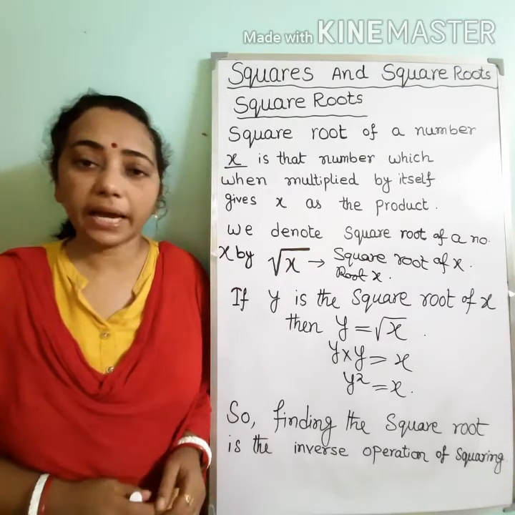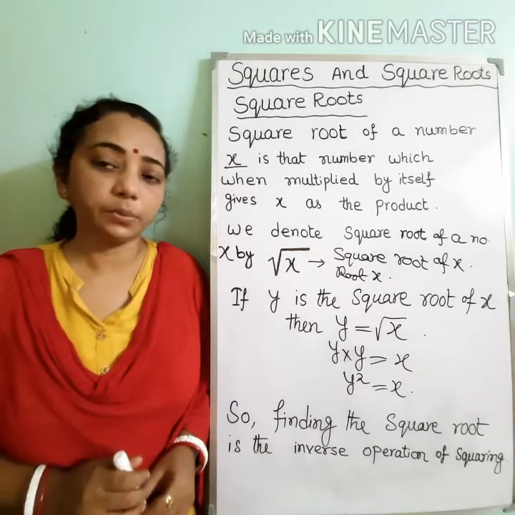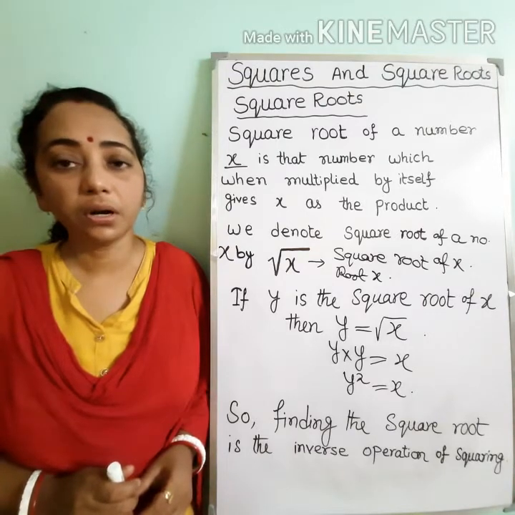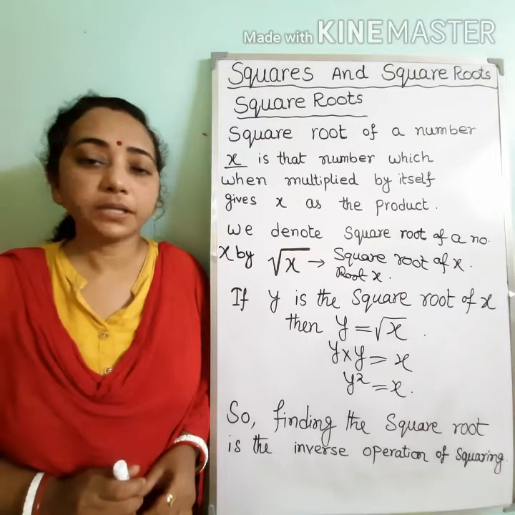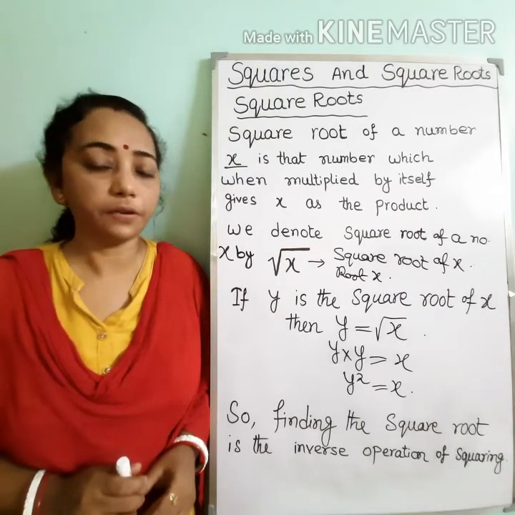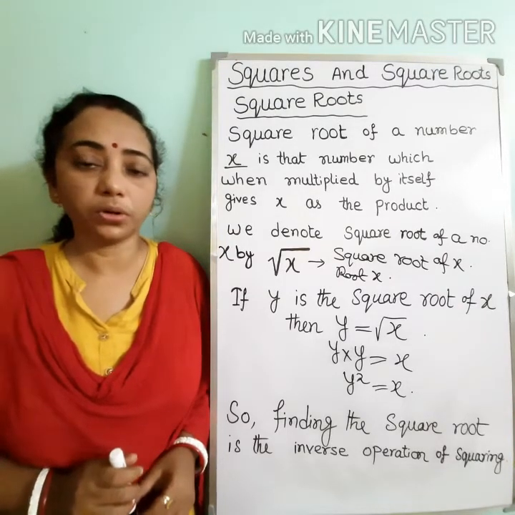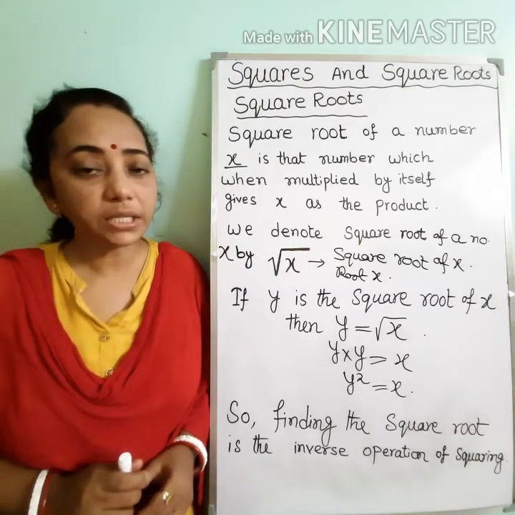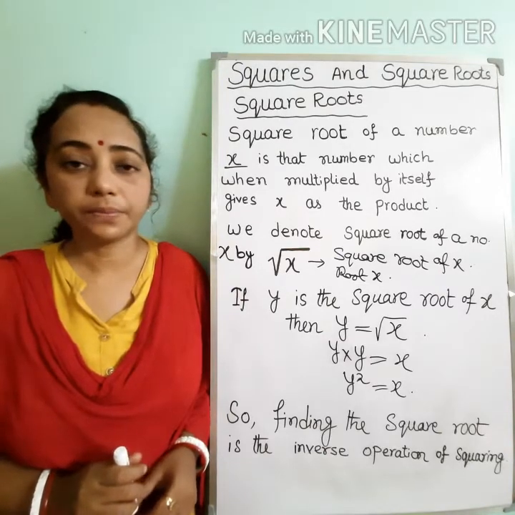Suppose the length of the side is x centimeters. Then the area becomes x square centimeters square. That means x square is equal to 144. So to find the length of the side, we have to find a number whose square is 144. That means we have to find a number whose square is known. So finding the number whose square is known is finding the square roots of square numbers.